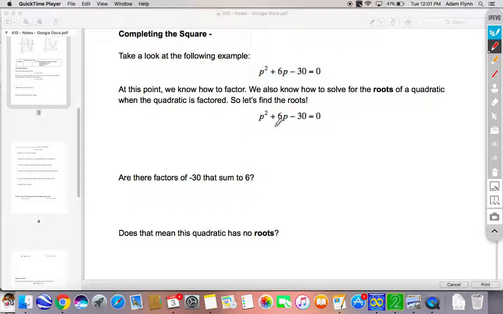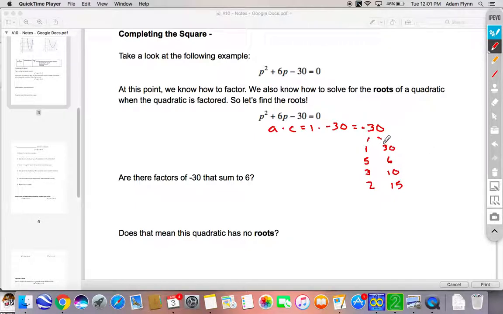Okay, so if we do A times C, we know our A is 1 and our C is negative 30. So 1 times negative 30 is negative 30. Okay, so we're looking for factors of negative 30 that sum to positive 6. If we list all the factors of negative 30, we've got 1 and 30, 5 and 6, 3 and 10, and 2 and 15.